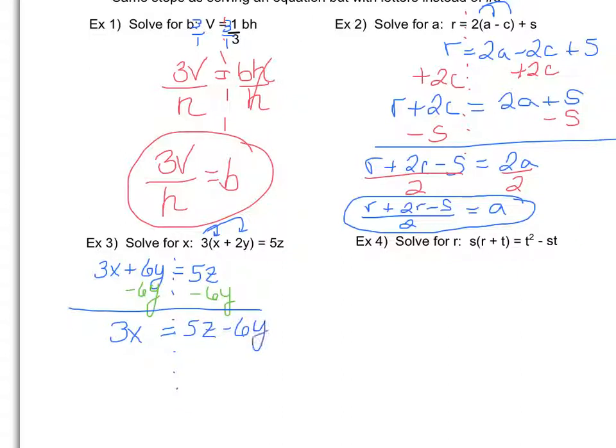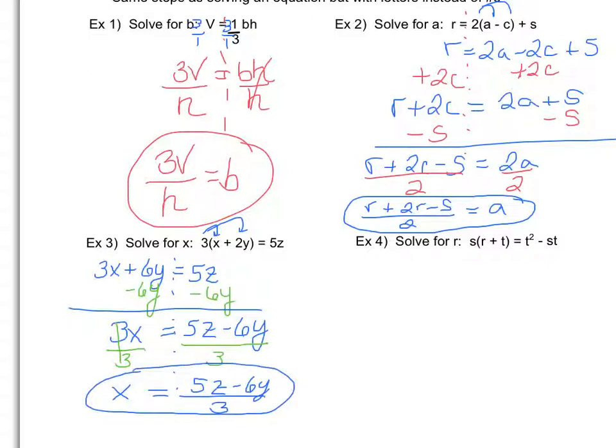I cannot put them together, they're not like terms. And now I still don't have x by itself because it's being multiplied by 3. So I can divide to get rid of the multiply by 3. And I get x equals 5z minus 6y all over 3. And x is by itself, so there is my final answer.